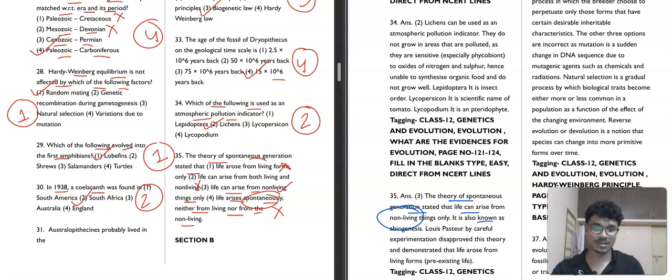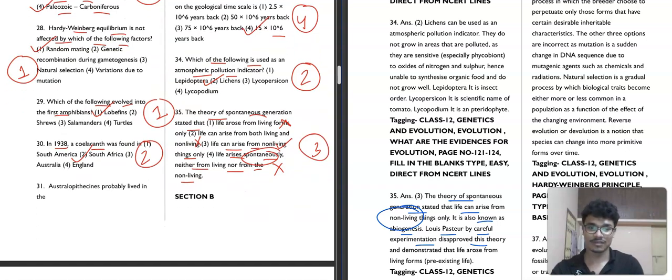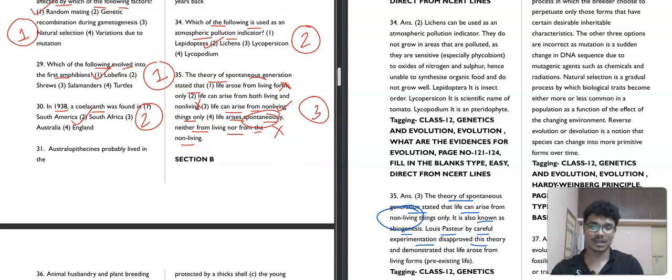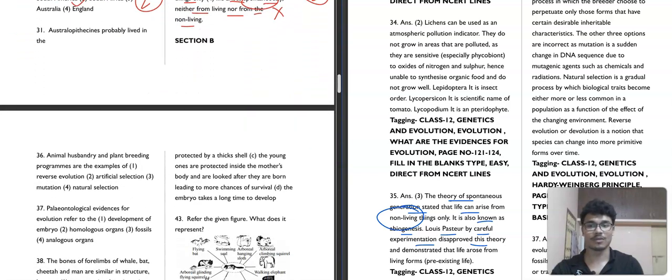It is also known as abiogenesis. So Louis Pasteur, by careful experimentation, disproved this theory. Okay, so our correct answer is the third option, because life arises from pre-existing life, nothing like life arising out of nowhere.